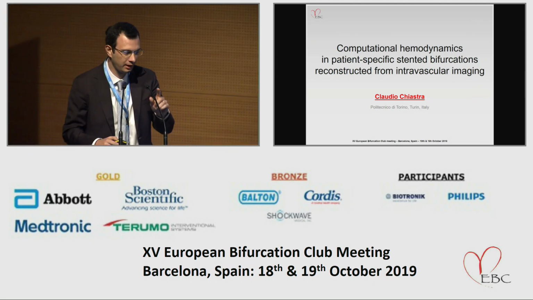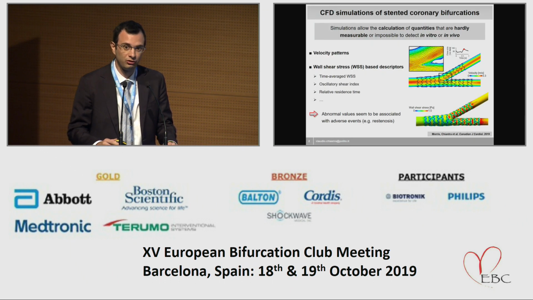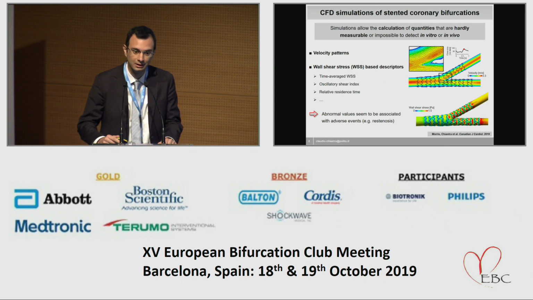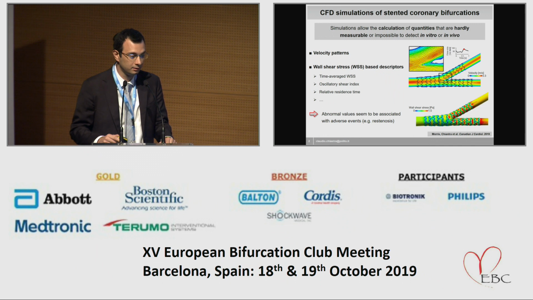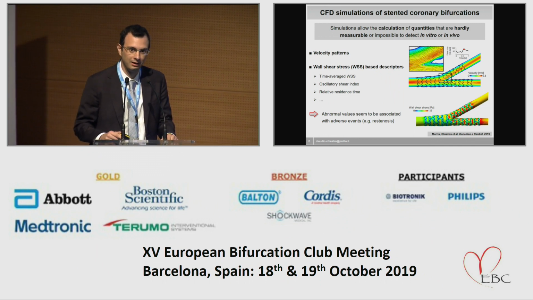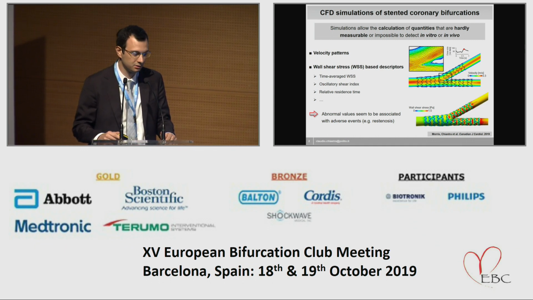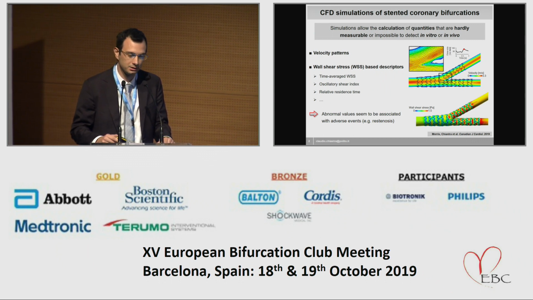So thank you for the introduction and for the invitation. Computational fluid dynamics simulations allow the calculation of hemodynamic quantities that are hardly measurable or impossible to detect in vitro or in vivo. As you can see on the pictures on the right, the simulations enable us to display the velocity patterns within the bifurcation or to compute the wall shear stress-based descriptors, which can be associated with adverse events such as in-stent restenosis.